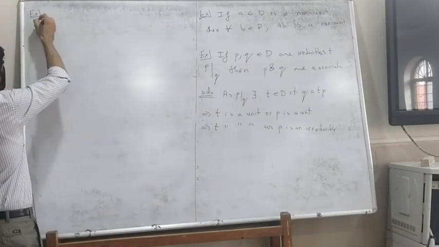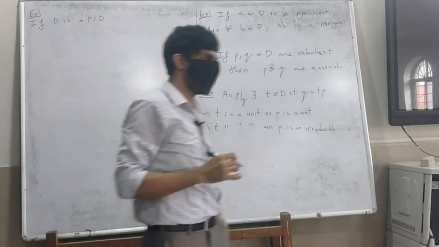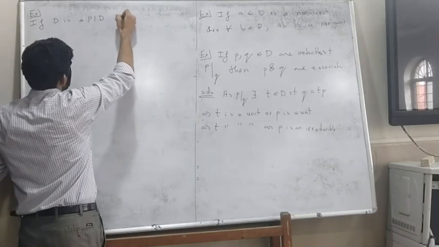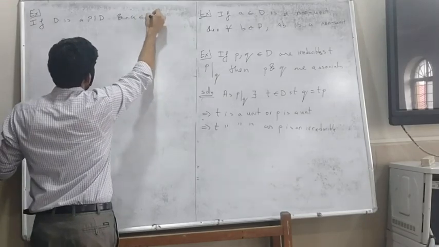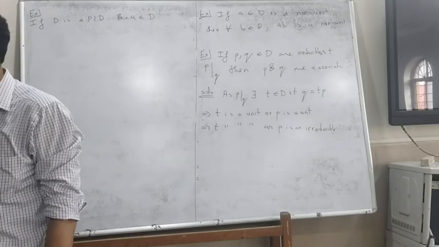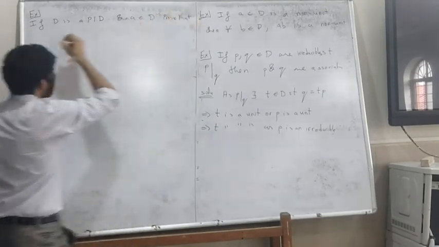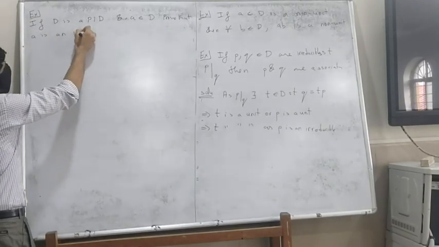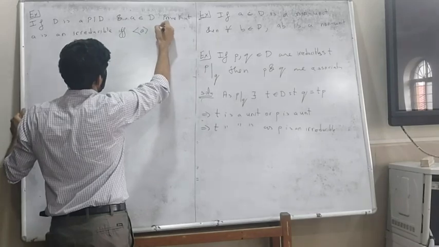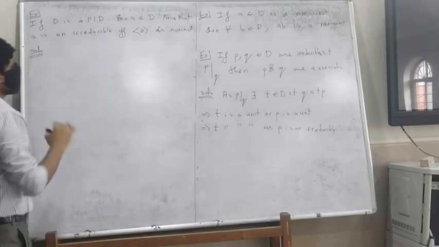Okay, so if D is a PID, principal ideal domain, every ideal is a principal ideal, then, and I'll say A belongs to D, prove that A is an irreducible if and only if the ideal generated by A is maximal. So let's see. Simple proof.